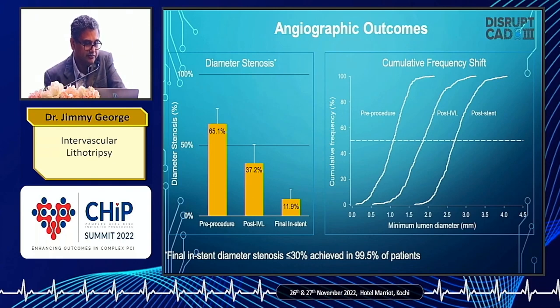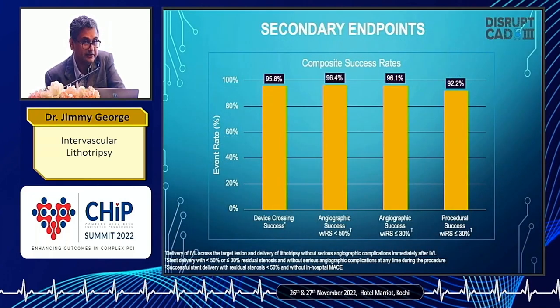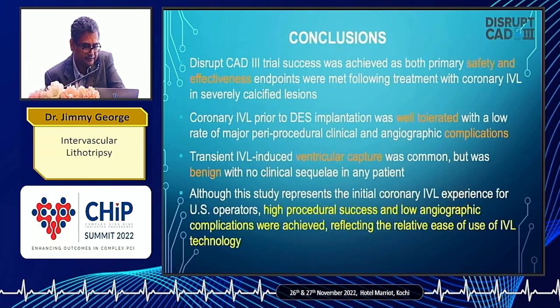The improvement in the diameter stenosis as well as the lumen diameter post-IVL and post-stent in IVL patients was phenomenal. And the most interesting part is the complications were quite negligible. Unlike atherectomy, there was no reflow, no flow, and AV blocks were quite not seen, and it was quite safe and user-friendly too. Device crossing, angiographic success as well as procedure success were always about 90 to 95%. So high procedure success, low complications, and that was the time when the IVL had hit the roll.